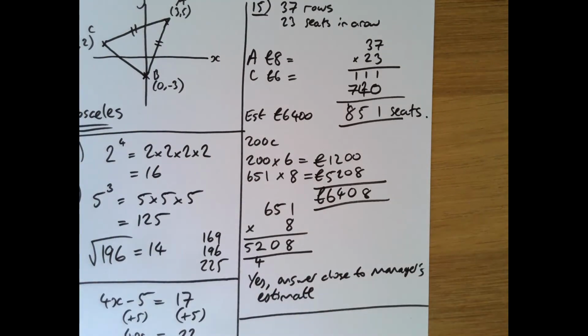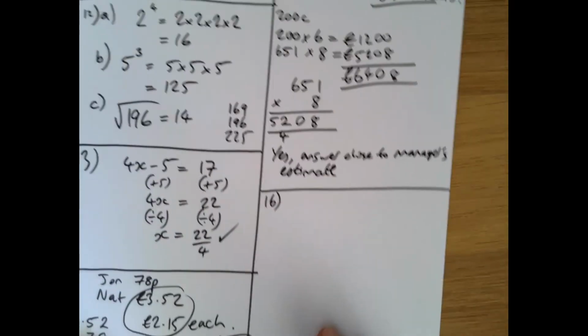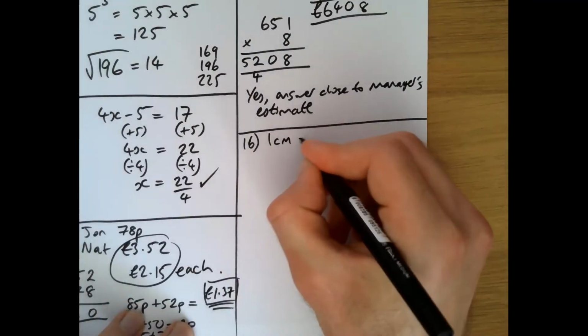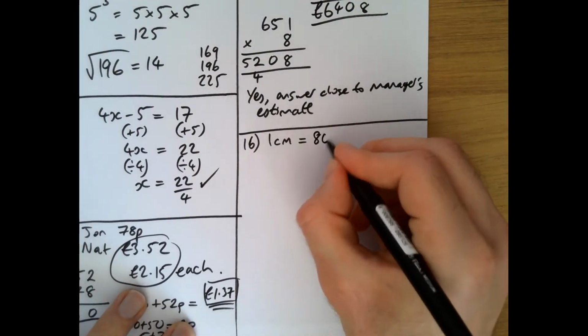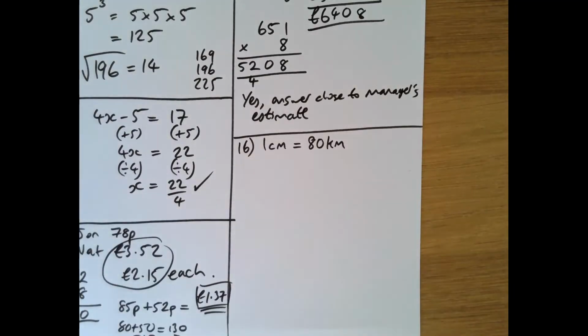Number 15. In fact, what are we on? Number 16. Okay, this one's slightly harder because I've not got it printed in front of me, but let me just explain how you do it and hopefully that makes sense. So we've got 1 centimetre represents 80 kilometres. Okay, so 1 centimetre on the map represents 80 kilometres.